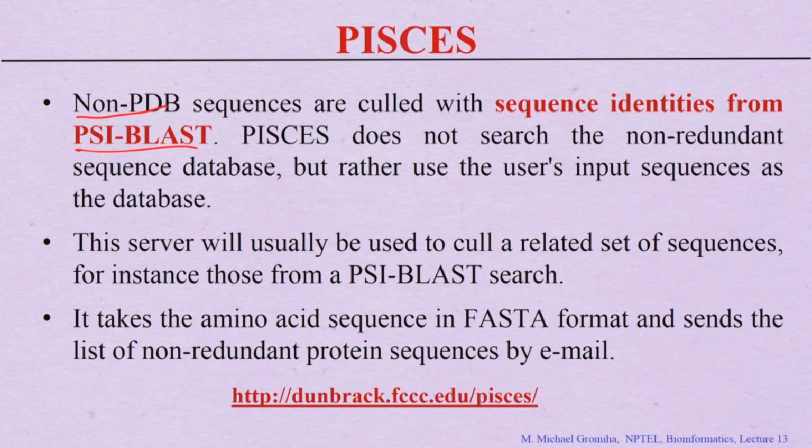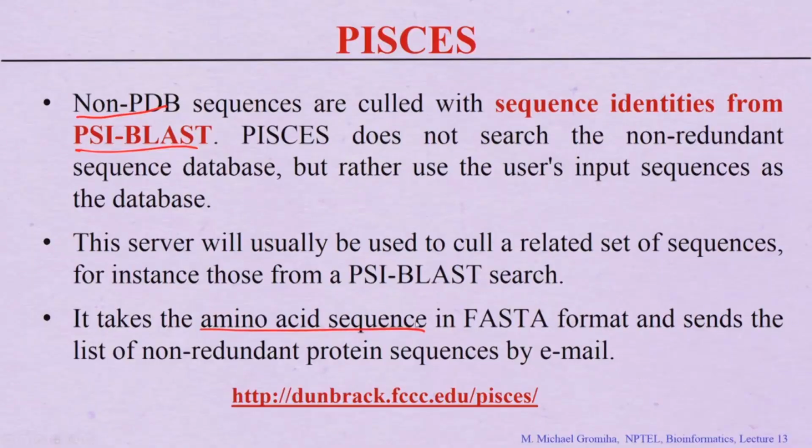So, they use these PSI-BLAST sequences to find the homologous sequences, and this will give you the values and the non-redundant sequences using only the sequence information. So, you can use this to cull any protein sequences at various ranges of sequence identities. What is the input for this PISCES server? It takes an amino acid sequence in FASTA format as the input and then gives the non-redundant sequences. So, this is the web server.